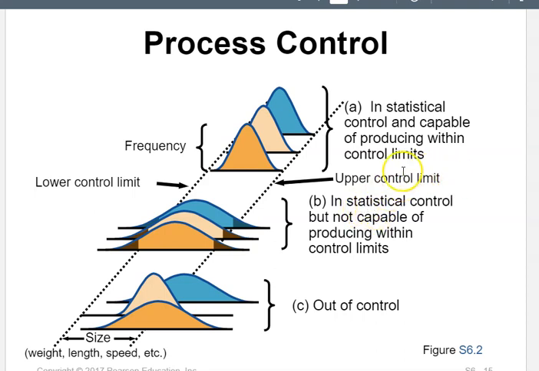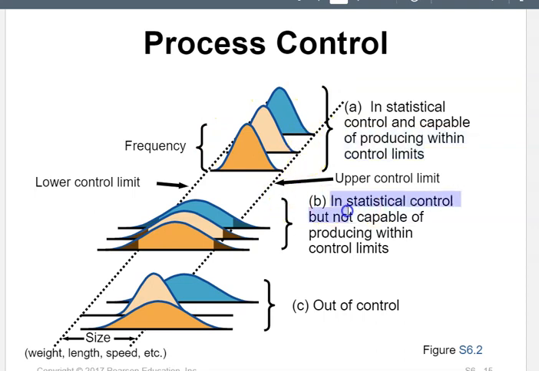Process control. You can see that in statistical control and capable of producing within control limits, every time everything is in control and happening almost in the same way, right? Almost the same quality, same timing, same number of production, same number of people being processed, or number of customers being served, right? That's the perfect thing that we want.